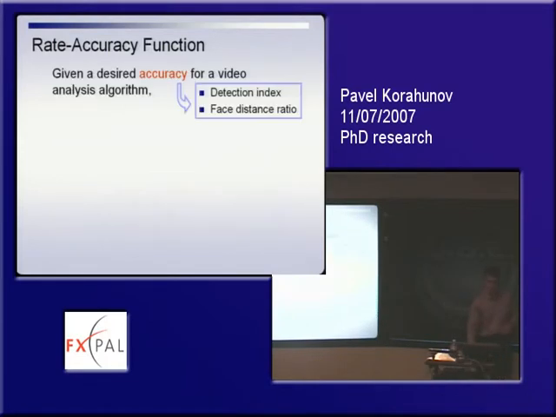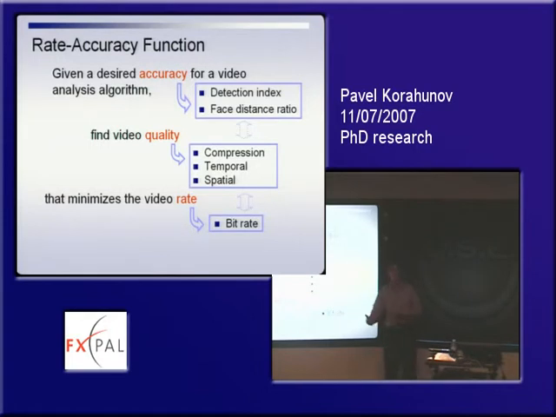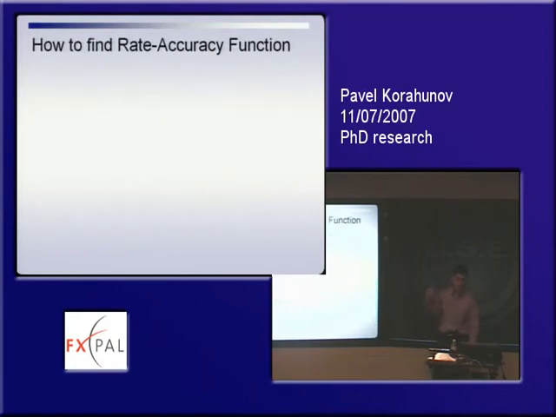What we actually want is a desired accuracy for the algorithm, like detection index or face distance ratio, and we want to find the video quality, like compression and temporal and spatial settings, that minimizes the video bitrate, all subject to environment conditions, because lighting changes affect all of this. So this is the ideal rate accuracy function, a very general view of it.